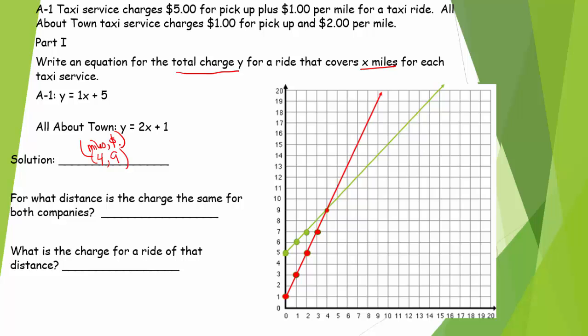For what distance is the charge the same for both companies? So they're saying here, 4, 9, they both charge the same. So that means, oh, for what distance? Oh, 4 miles, they both charge the same amount. They both will charge $9. What is the charge for a ride of that distance? $9. And that's how we interpret a solution for a system that we solve graphically that's based on some sort of a word problem or what New York State might consider a real life situation. So this would be after 4 miles, both companies charge $9.